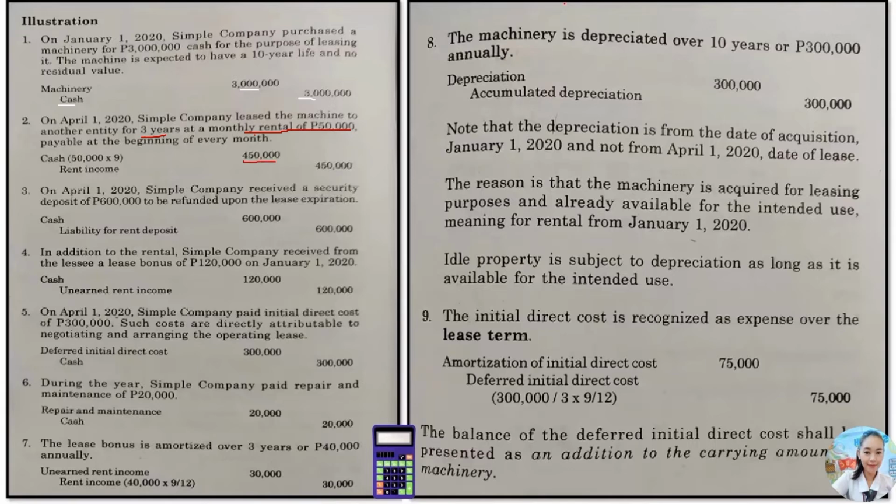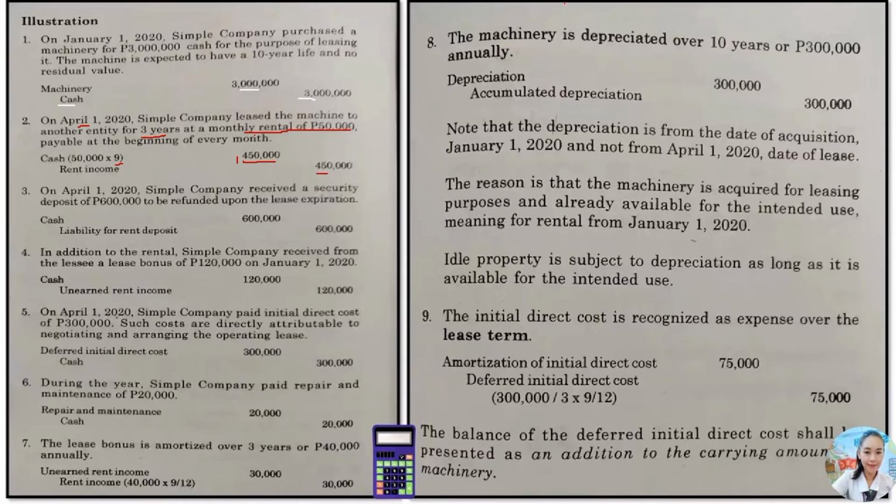So pag April man nagsugod ang nag-rent ang another entity. So from April to December, so that would be 9 months. So ang monthly rent is 50,000. So 50,000 times 9, so that's 450,000. So just simply debit cash and then credit rent income for 50,000.